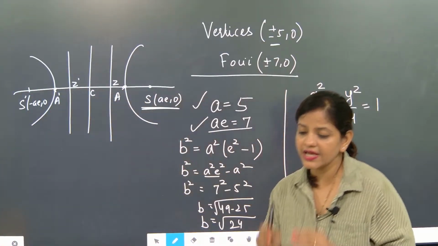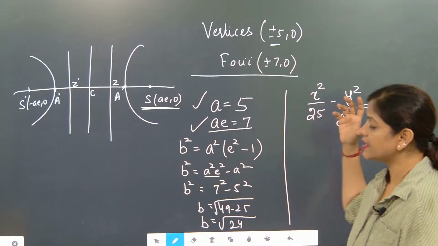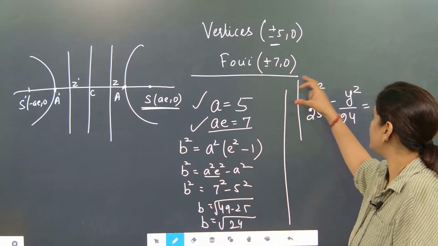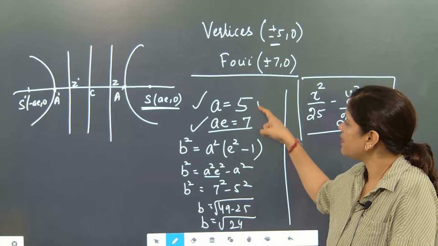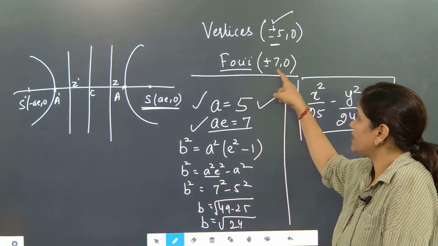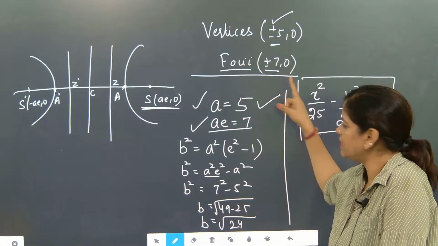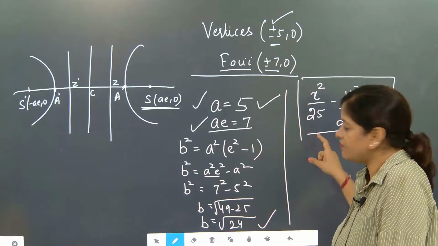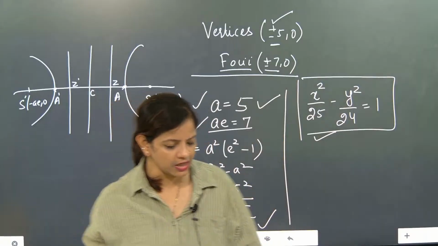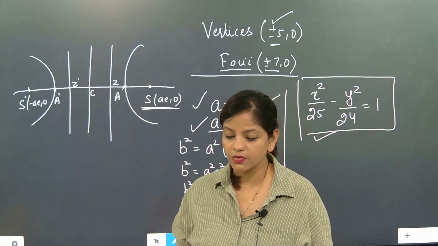I have already explained how to get the equation of a hyperbola. We don't have to do very big work. A was given because the vertex point was given. The focus was given, and the eccentricity part was given, and with the help of these we got B and wrote the equation of the hyperbola. So this is one part of the question they are asking. Now we are going to solve another part.